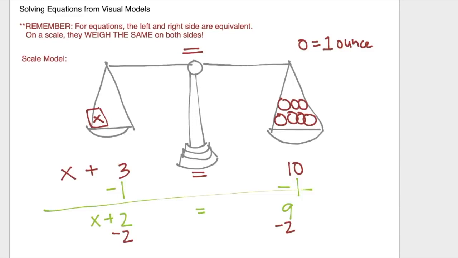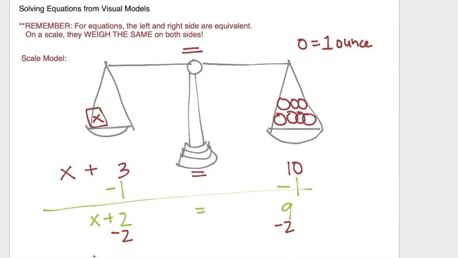So we can do that in our algebraic expression as well, or equation, sorry. We subtracted 2 on both sides. That's why we are left with just x on the left-hand side. And we have 7 on the right-hand side. 1, 2, 3, 4, 5, 6, 7. That's how we know that x is equal to 7. Inside this mystery box, there are 7 oranges. Okay? Because we're doing the same thing to both sides.